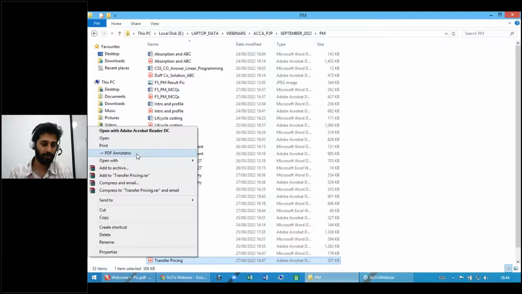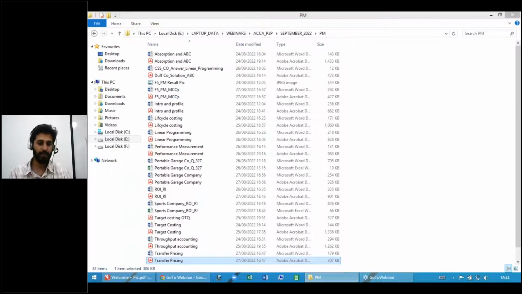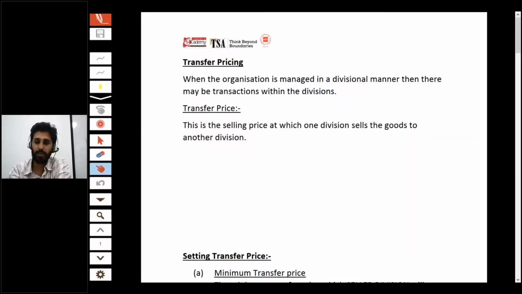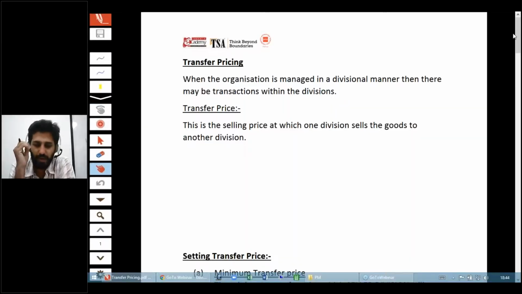The topic is transfer pricing. Yet this is another important topic of transfer pricing, and many of the students are struggling with this topic as well. Now let's move on to the topic of transfer pricing. What is actually the transfer price?